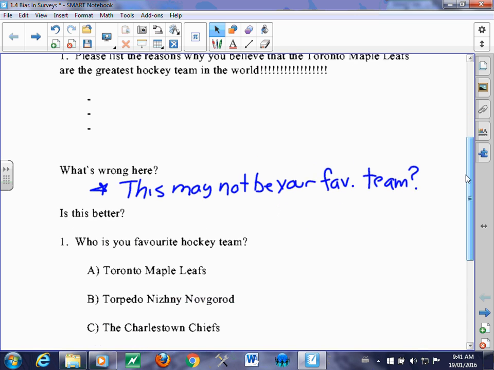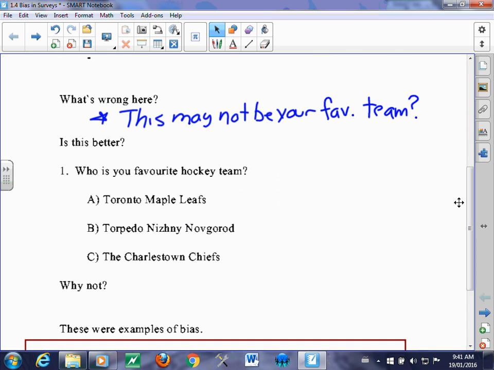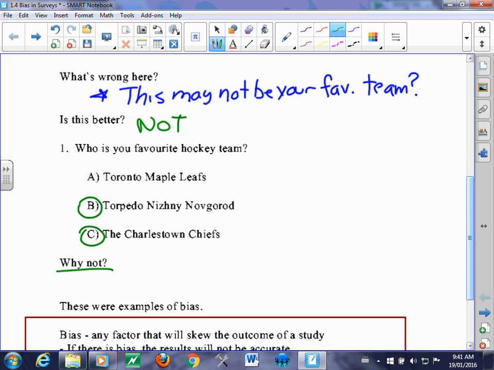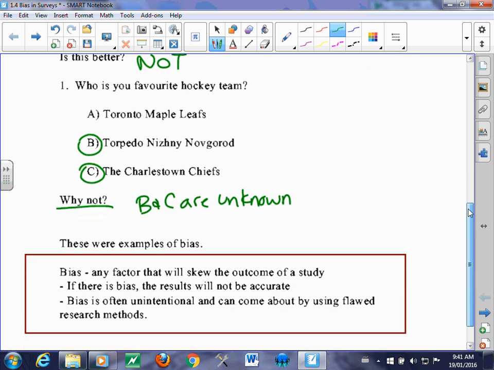Okay, so let's take a look at the second one. Is this better? Who is your favorite hockey team? Toronto Maple Leafs or Torpedo or Charleston Chiefs? Is that a better question to ask? Why or why not? Well, no, it's not better. The reason why it's not better is because, taking a look at examples B and C, who are they? B and C are unknown. And you'll find some surveyors actually do this because they want a desired outcome. But this is incorrect, or it's a biased question, which will skew your results.